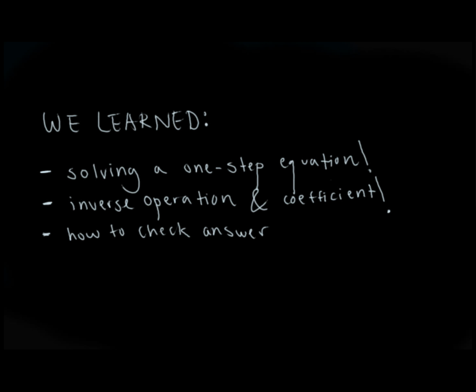Okay. Now let's recap on what we learned today. Well, we learned how to solve a one-step equation by using an inverse operation. We now know that an inverse operation is the opposite operation, and the coefficient is a number next to a variable. We've also learned how to check an answer by substituting it into the original equation.